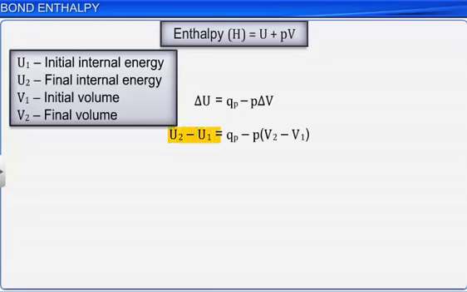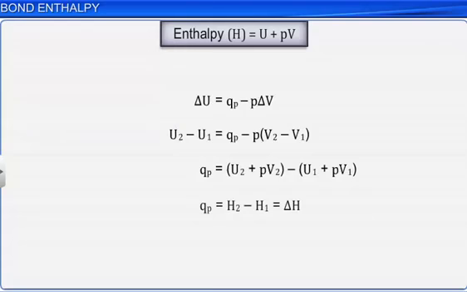On rearranging this, we get QP = (U2 + PV2) − (U1 + PV1). But we have already learned that U + PV equals enthalpy H. Hence, the equation can be written as QP = H2 − H1 = ΔH. Therefore, ΔH = QP.